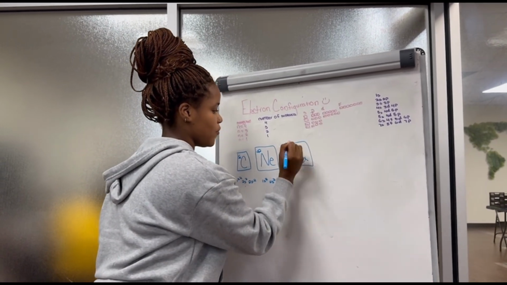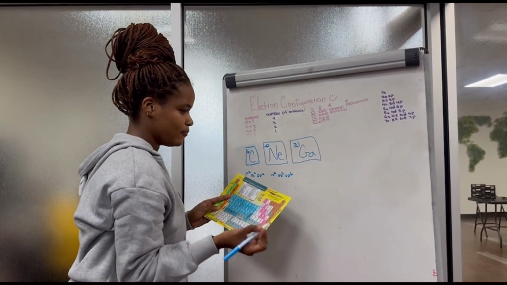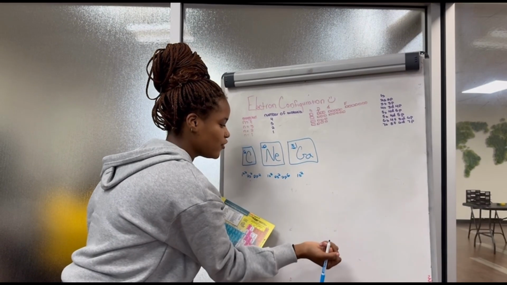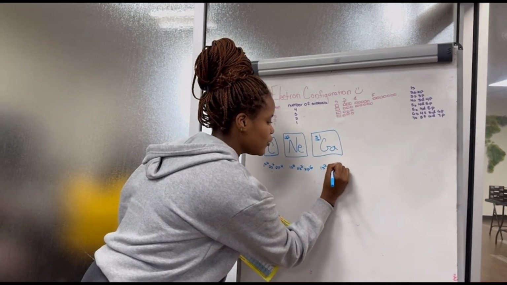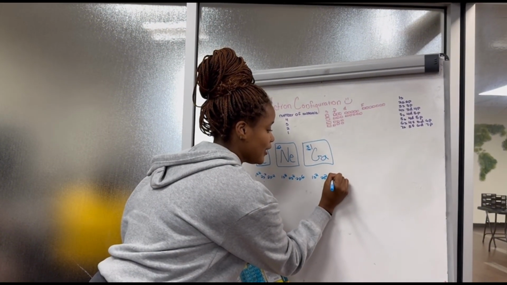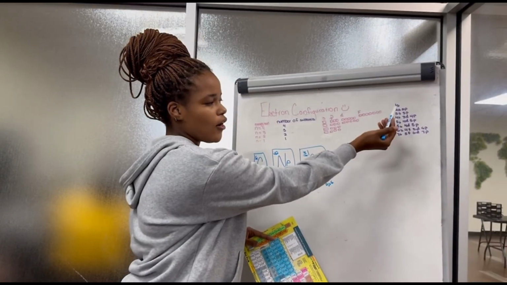So this is a much bigger one, so we will probably go all the way to F if we need to. Bear with me because this is a big number. 1s2, that's 2. 2s2, we're at 4. 2p6, that is 10.